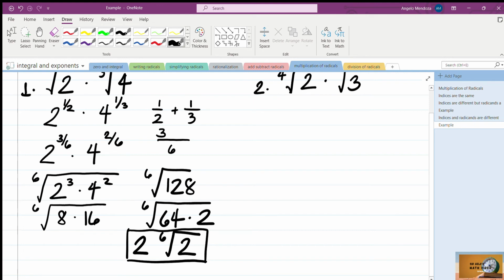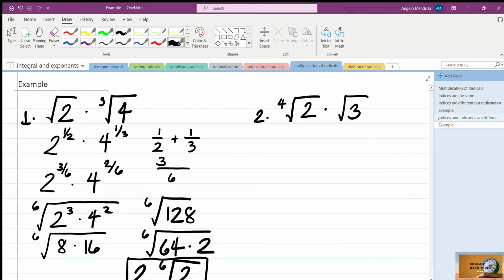Okay, so that is how we apply the process of simplifying radicals in multiplication, wherein they have different radicands and indices. So let us have number 2. We have the 4th root of 2 times the square root of 3. The first step again is to convert this into fractional exponents. So that is 2 raised to 1/4 multiplied by 3 raised to 1/2.